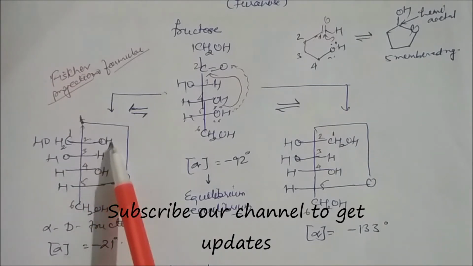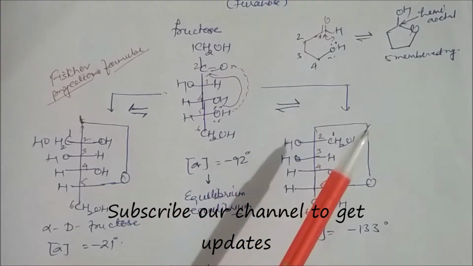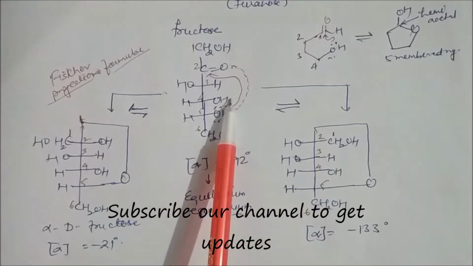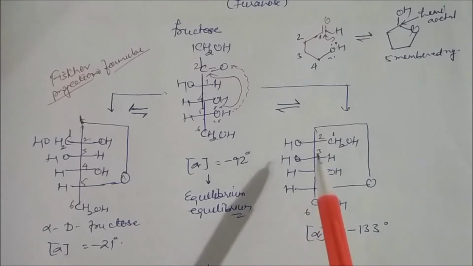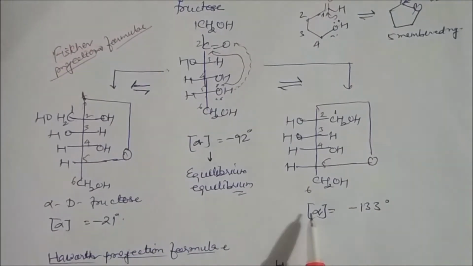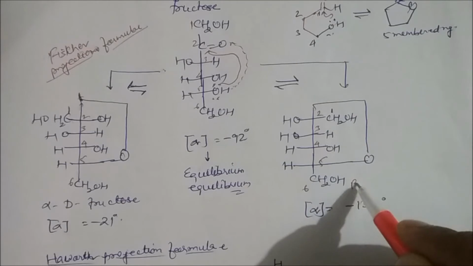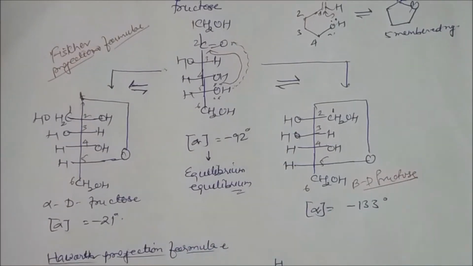When OH is inside the box it is alpha, and when OH is outside, it is called beta. You can see here, again this is forming this one. So this moves toward the equilibrium mixture. This is in equilibrium with this, these two being alpha and beta D fructose. And here the specific rotation is minus 133 degrees. So the mutarotation from alpha D fructose to beta D fructose, the rotation is again decreasing.